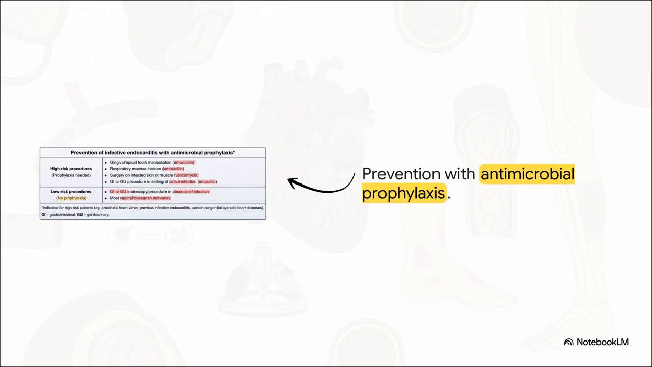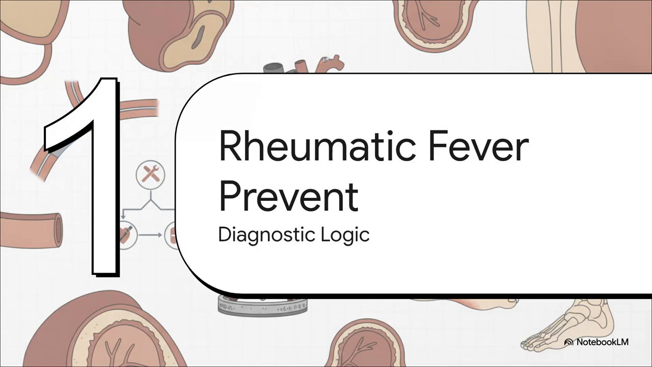Moving on to prevention. Antimicrobial prophylaxis, usually amoxicillin, is indicated for high-risk procedures like gingival manipulation. But, and this is a big but, it's only for high-risk patients. We're talking about folks with prosthetic heart valves, a prior history of infective endocarditis, or certain congenital cyanotic heart diseases. If it's a low-risk procedure and there's no active infection, do not give prophylaxis. It's just not needed.